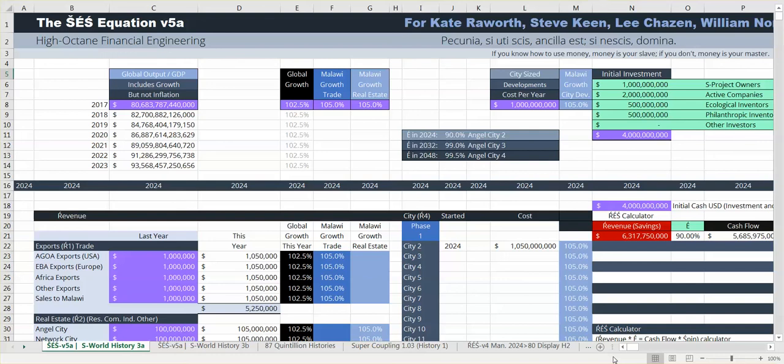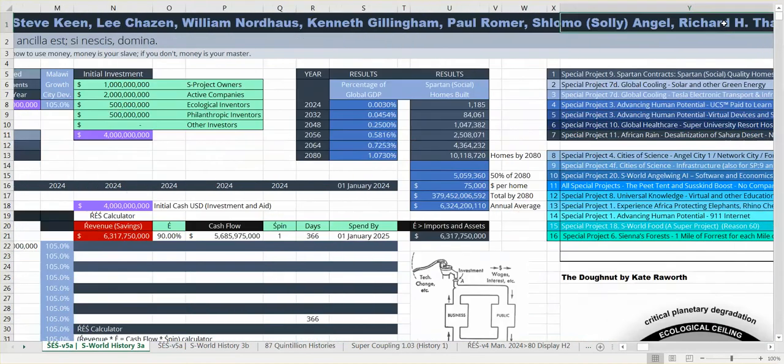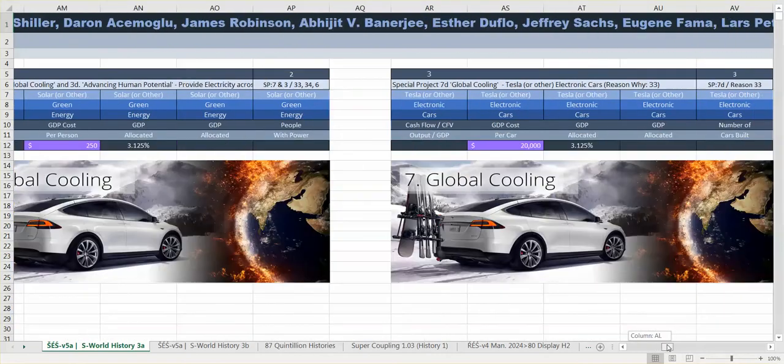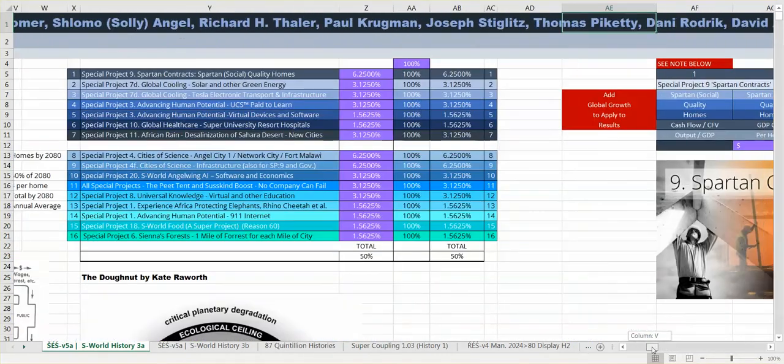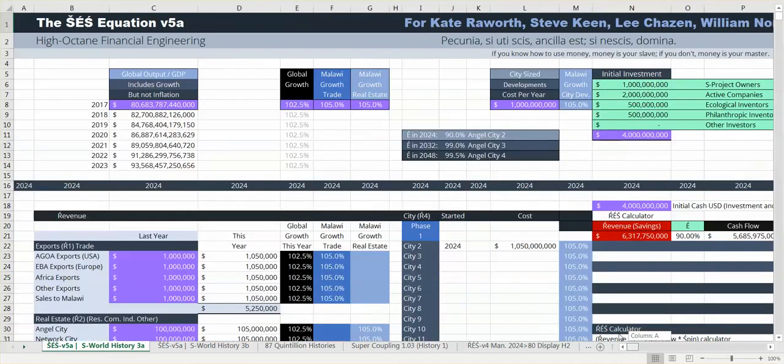History three, this is history three. The next one, which maybe Kate Raworth, might be history four. History five might be Steve Keen, Lee Chan Zen, William Nordhaus, Kenneth Gilliam, Paul Romer, and so on. Lots of Nobel Prizes, lots of excellent physicists, and at the very end, lots of very significant people. Right.